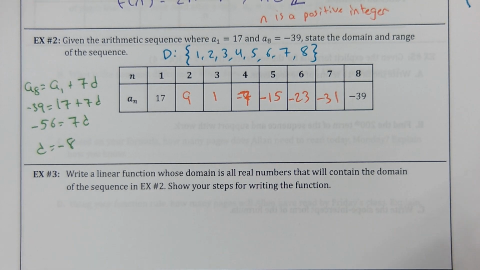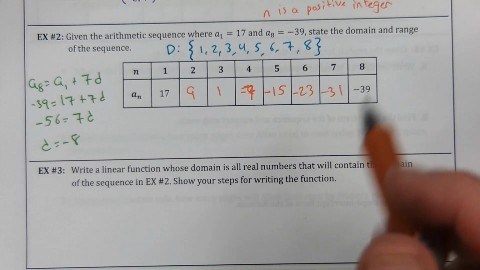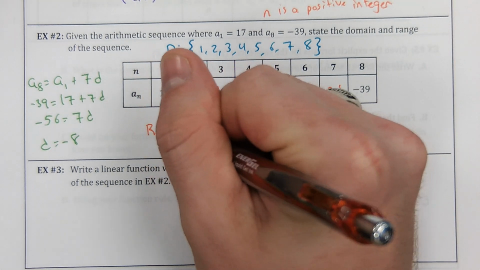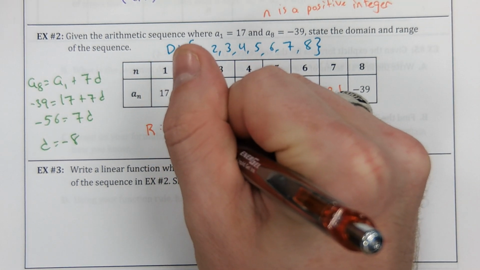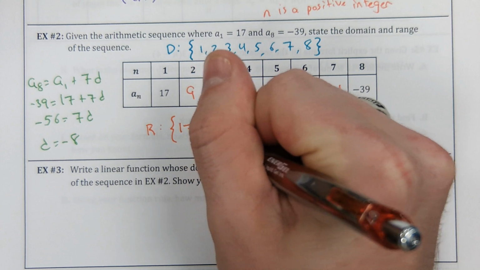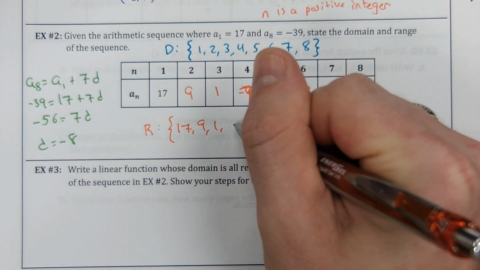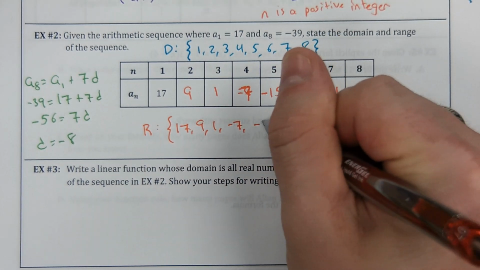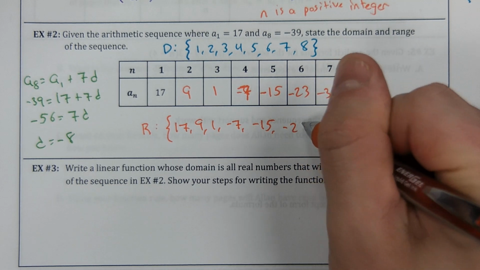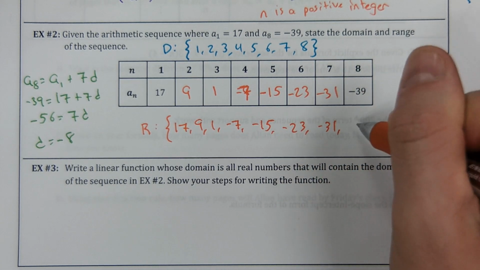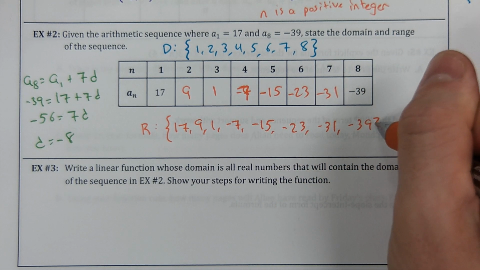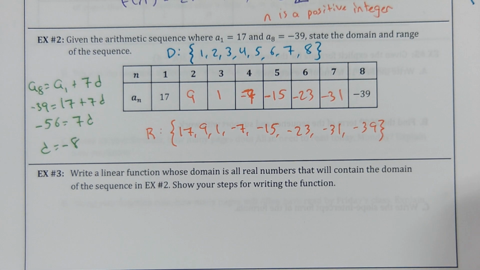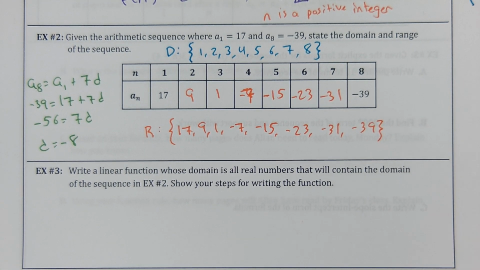Our range then are the a sub n's, and they'll be written as a set as well. And I don't think order matters in a set. It's not an ordered set, it's just a set. So it's not like interval notation where you have to go from small to big.